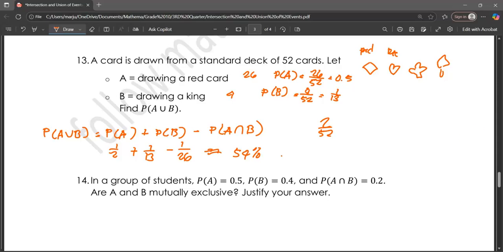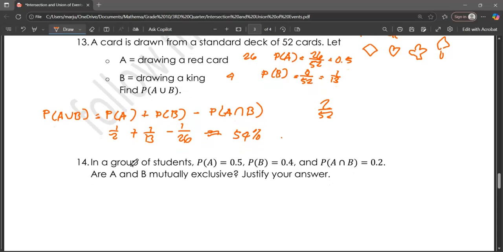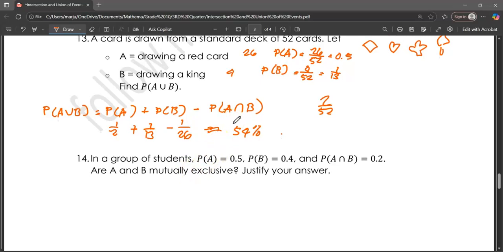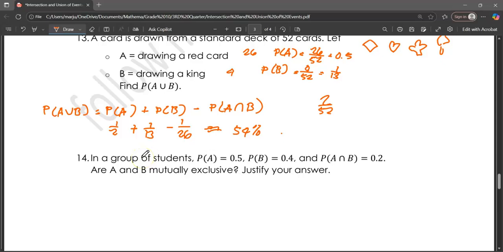What about number 14? It says here, in a group of students, probability of A equals 0.5, probability of B is 0.4, probability of A intersection B is 0.2. Are A and B mutually exclusive? Justify your answer. Now, we are asked if this A and B are actually mutually exclusive. So how do we test if two events are mutually exclusive? Remember, they are mutually exclusive if A intersection B is 0, right? Since this is not 0, events A and B are not mutually exclusive.